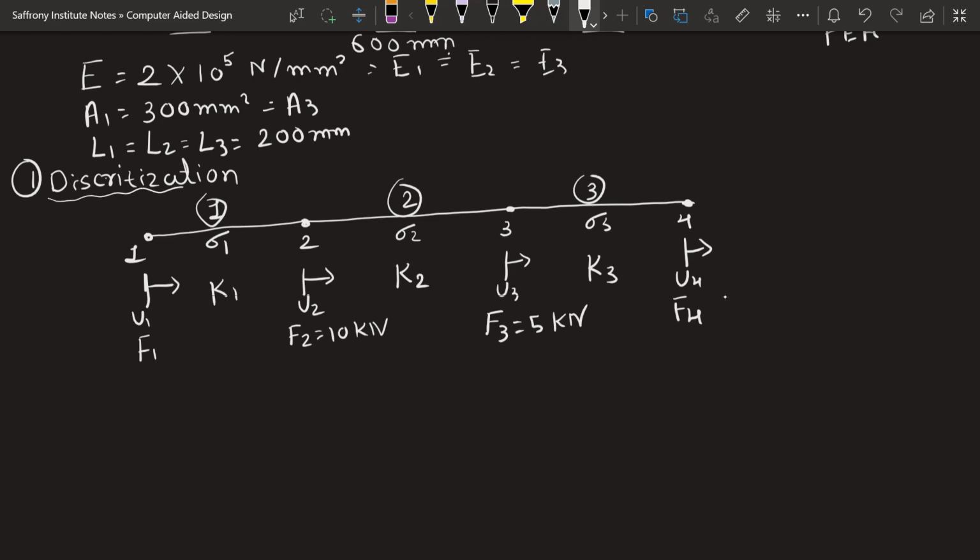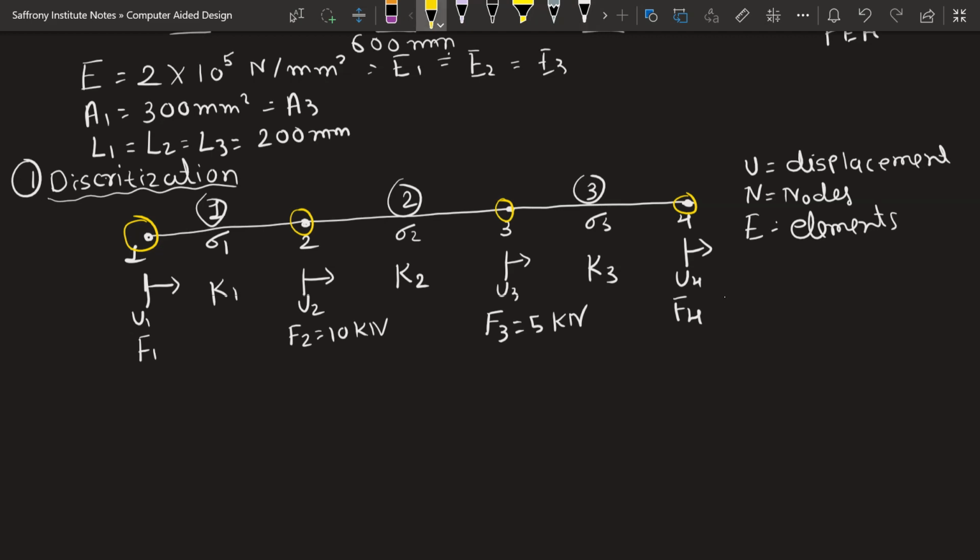Okay, so first we did a discretization of the element, and what we have determined here is U, which is displacement, then nodes. The number of nodes are here. You can see that this is the first node, this is the second node, third and fourth. Then we determined the elements.